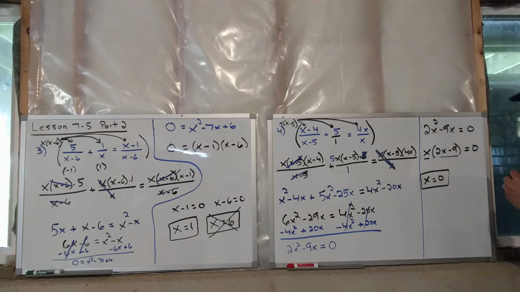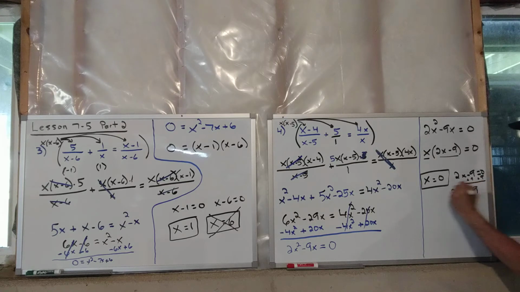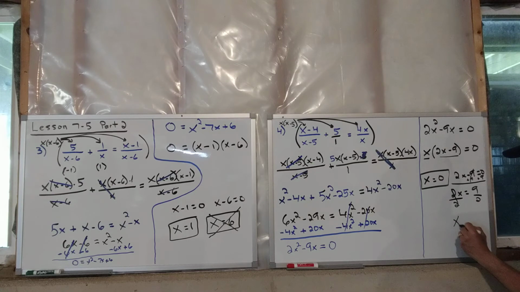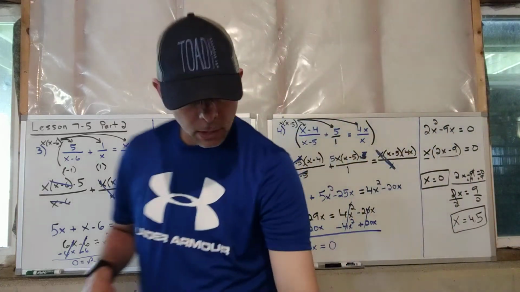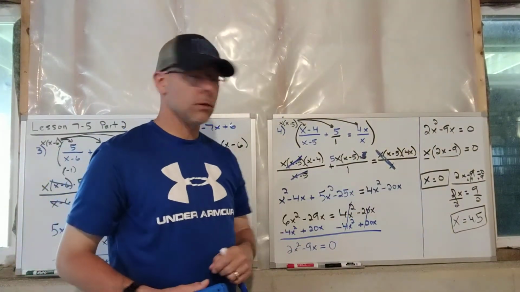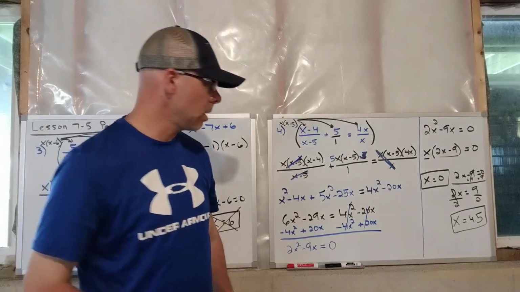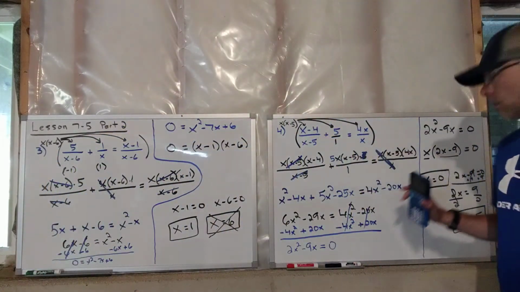If I take the 2x minus 9 and set it equal to 0, I have to add 9, which gets me 2x equals 9. Divide by 2. And that gets me x equals 4.5. So, as I close this video out, people, I have to check those two answers. I can't just say good. I can already tell you right now that 0 is going to be an issue.